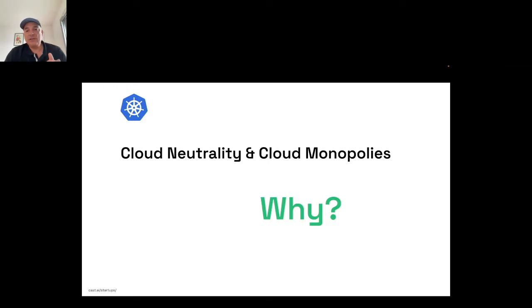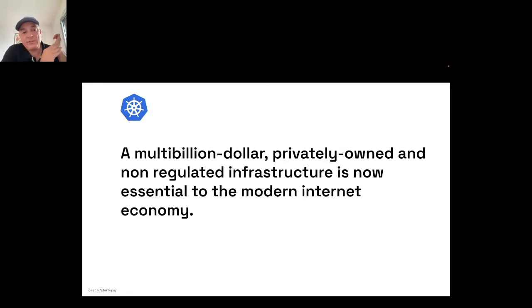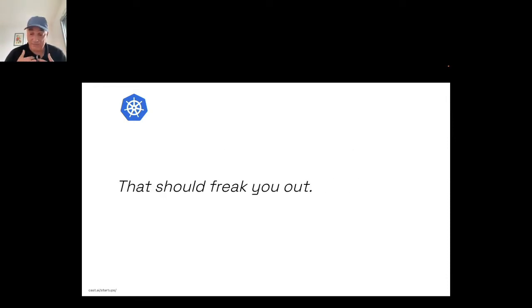Okay, cloud neutrality and cloud monopolies. What is it? Why is this something that is concerning me? It's the realization that the cloud industry is a multi-billion-dollar privately owned and non-regulated infrastructure that is essential to the modern internet economy. Yes, that's what the cloud industry means. And frankly, that should freak you out, because it freaks me out myself.